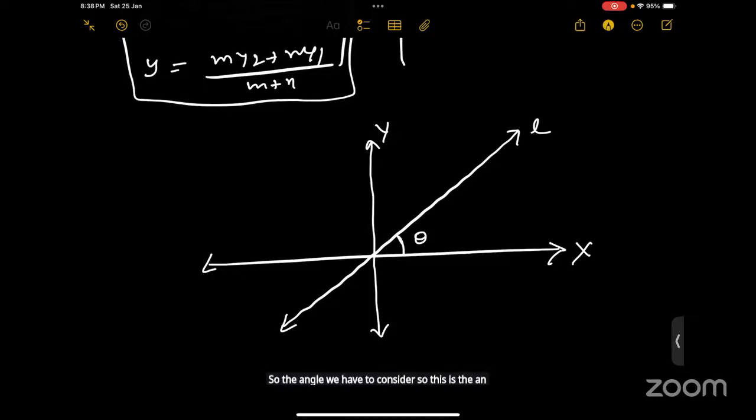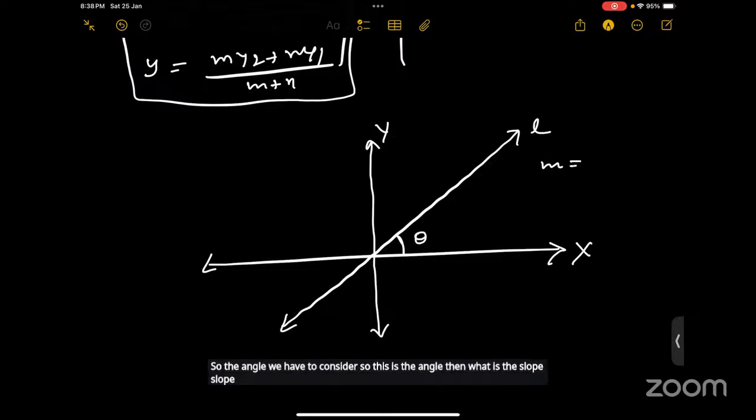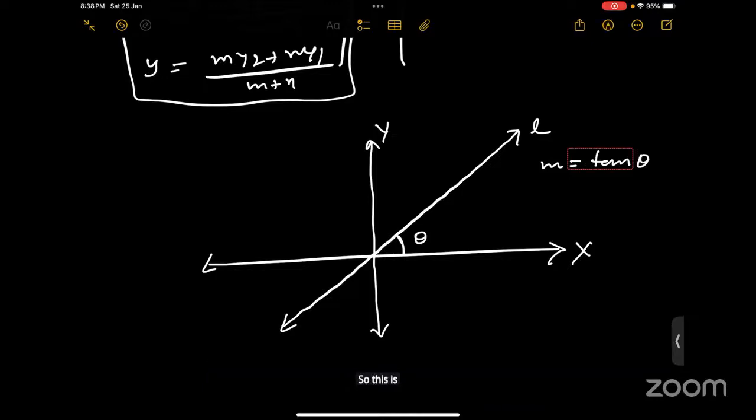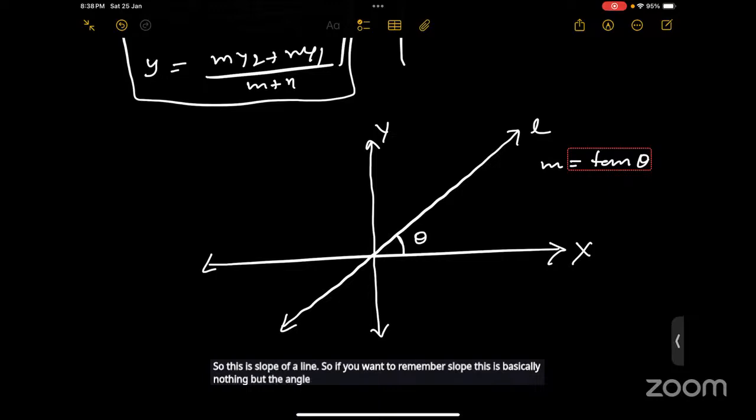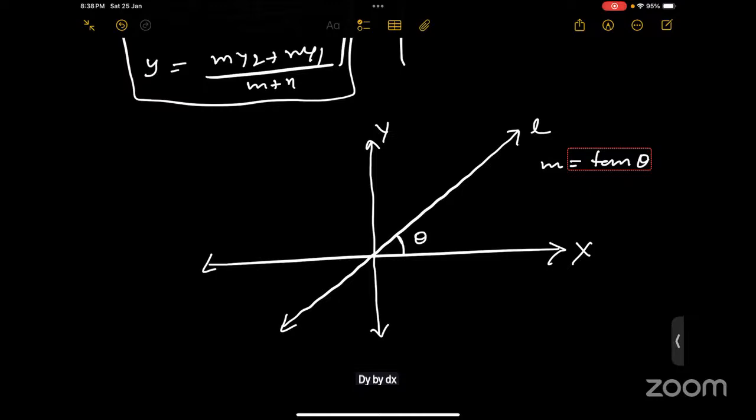Then what is the slope? We typically denote slope as m, and this equals tan theta, right? So this is the slope of a line. If you want to remember slope, it is basically nothing but the angle which the line makes with respect to the x-axis. Then, dy by dx is also slope. The value of dy by dx is nothing but tan theta.